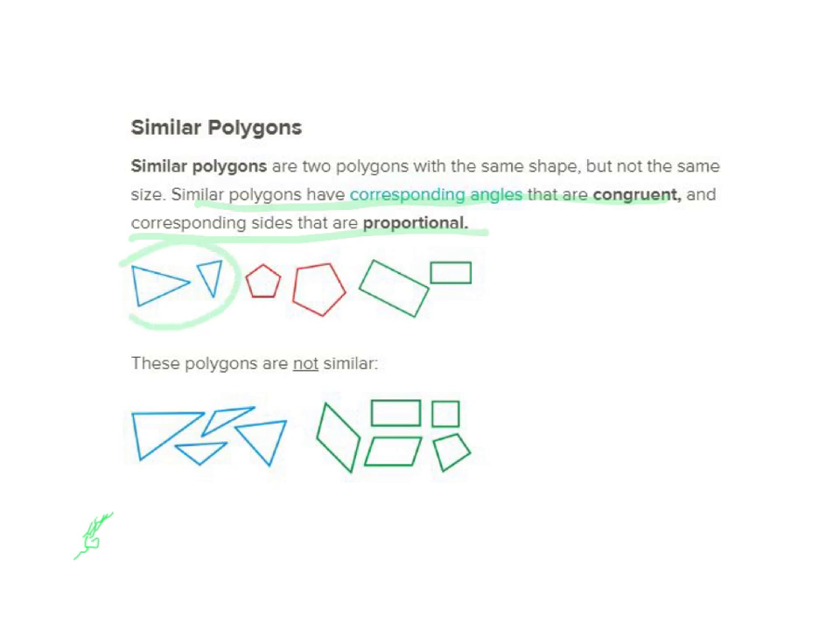And so we have three sets of similar polygons here in which they have corresponding angles and in which they have sides that are proportional. And then we have two sets of polygons here that give us examples of polygons that are not similar.